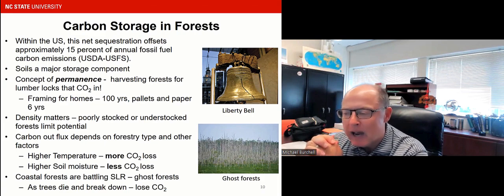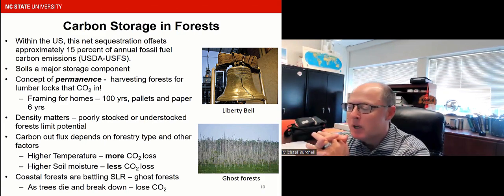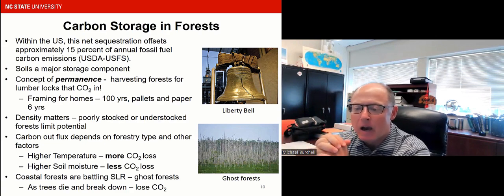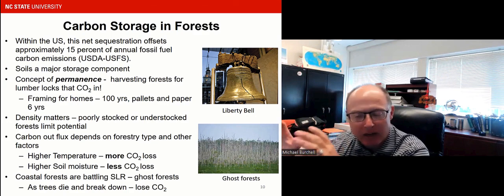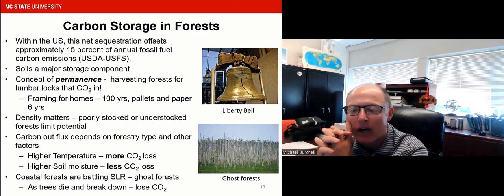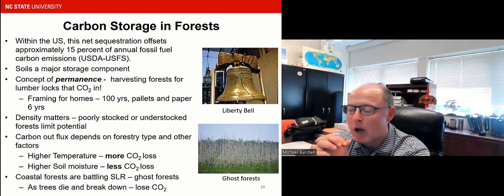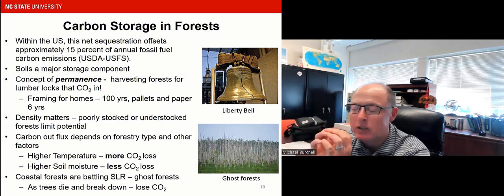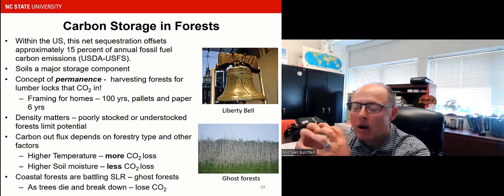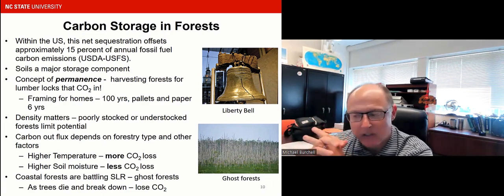There's a lot of questions about how much of the carbon flux out of these systems. Generally speaking, when you have higher temperatures in different parts of the country, you can have more carbon dioxide flux. Higher soil moisture generally has less CO2 loss because you have more potential for anaerobic conditions. But as we'll touch on later, higher soil moistures could result in having other gases leaving that we don't want as well.